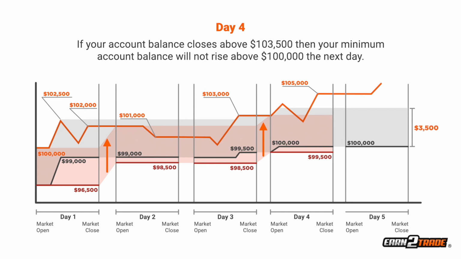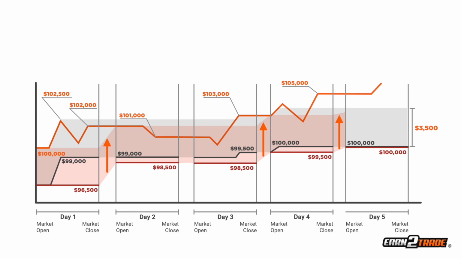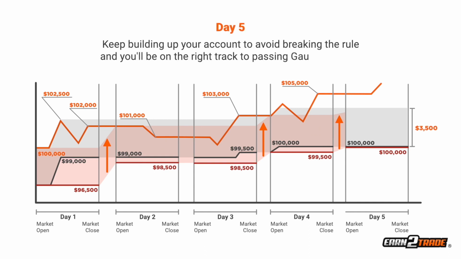On day 4, if our account balance closes above $103,500, then our minimum account balance will not rise above $100,000 the next day due to the fact that it will never rise higher than the initial starting account balance. On day 5, now that we're in the free and clear and our end-of-day drawdown is capped at the starting account balance, it's up to us to continue pushing our account forward and higher as we continue to build our trading account.